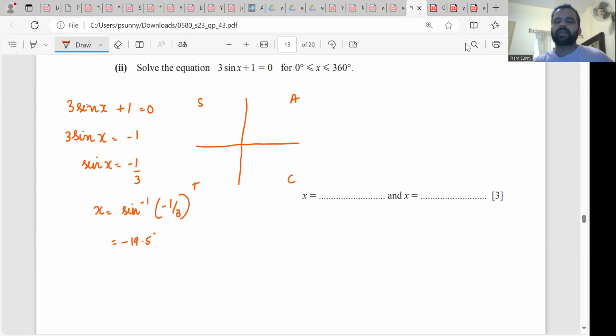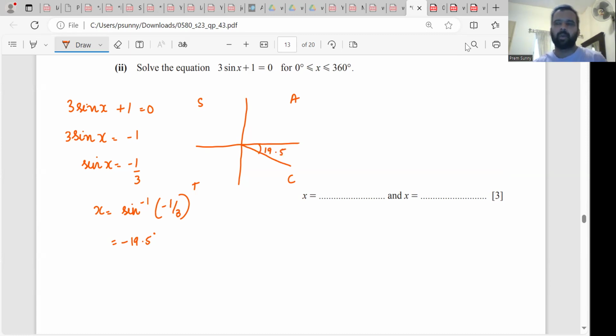Okay, now minus 19.5. Whenever I have explained the CAST diagram in my previous videos, I told you the negative sign and the positive sign indicate only the direction. Magnitude is 19.5. So if it is positive, then the measurement of the angle goes in the anti-clockwise direction. If it is a negative sign, then the measurement of the angle will be in the clockwise direction. That is the only significance of the positive or negative sign. The magnitude is more important here. So minus 19.5, if it is negative, we need to measure clockwise.